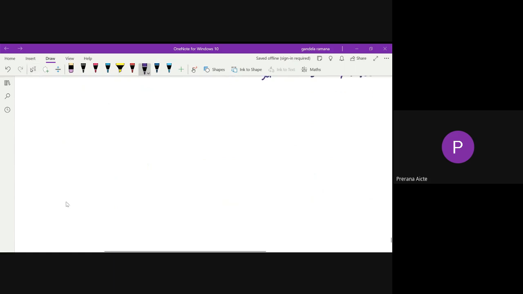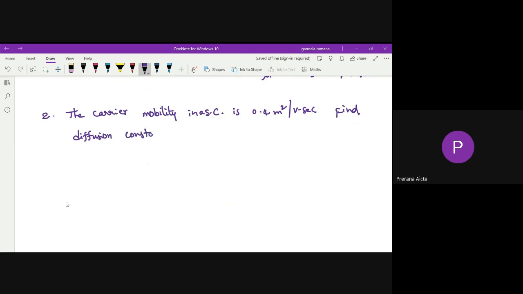So go to the next problem. The carrier mobility in a semiconductor is 0.4 meter square per volt second. Find the diffusion constant at 300 degrees Kelvin. So what is the diffusion constant?